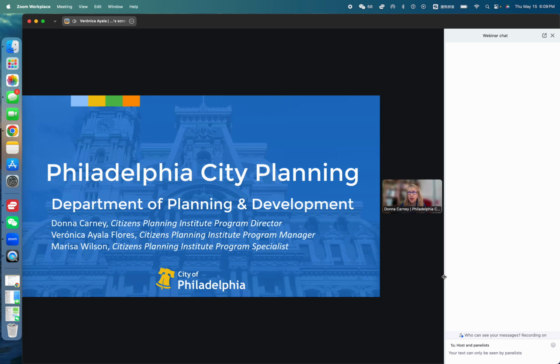Introduction. So I've just introduced myself. Later on, you're going to hear from Veronica and Marissa, both members of the CPI team, and they will introduce themselves when they do their sections. CPI lives in the Philadelphia City Planning Commission, and we work with the comprehensive planning team on this project. The larger city department is called the Department of Planning and Development.